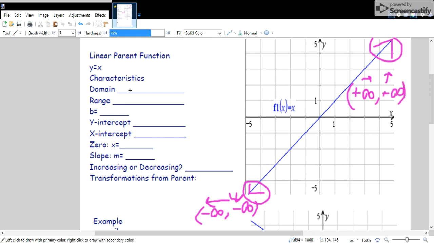So using that, our domain is from negative infinity to positive infinity. On that, you could just put all real numbers. For the range, we do down, up, y. So we look at the down y, the lowest y, that's negative infinity. We look at the up y, the highest y, that's positive infinity. So we have negative infinity to positive infinity. So that is also all real numbers.